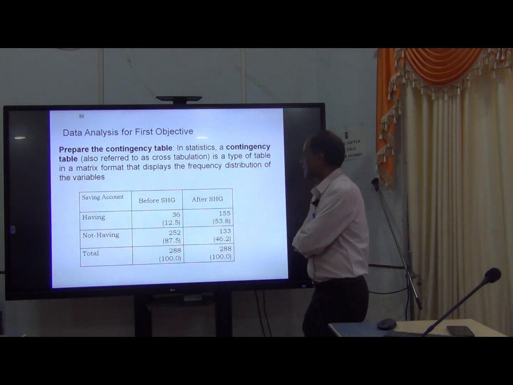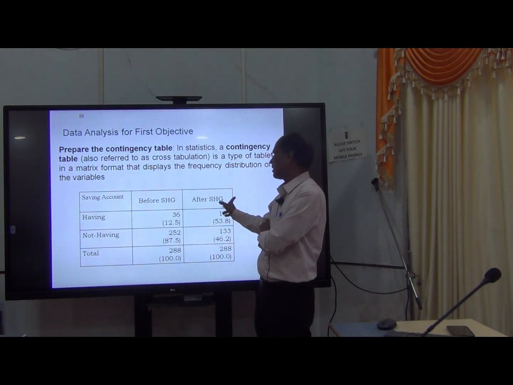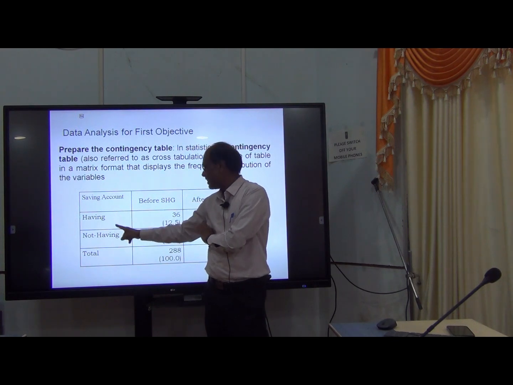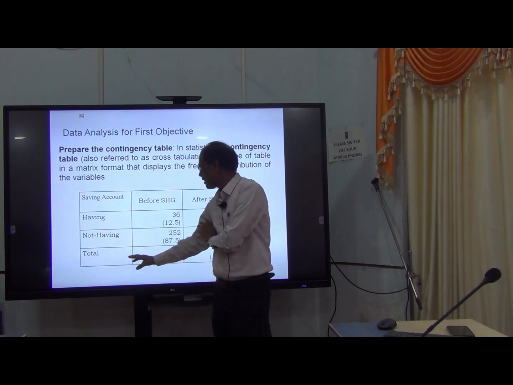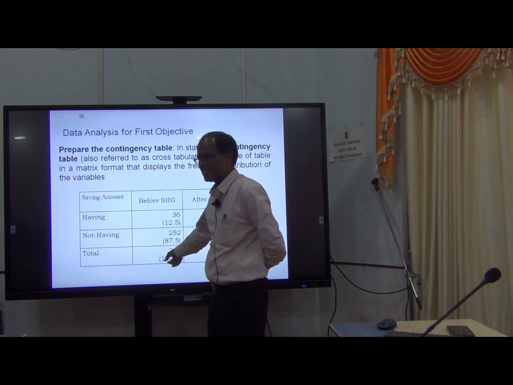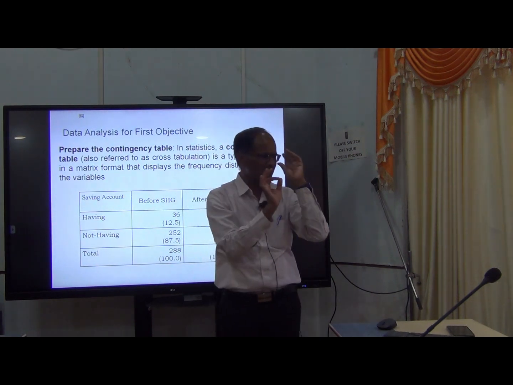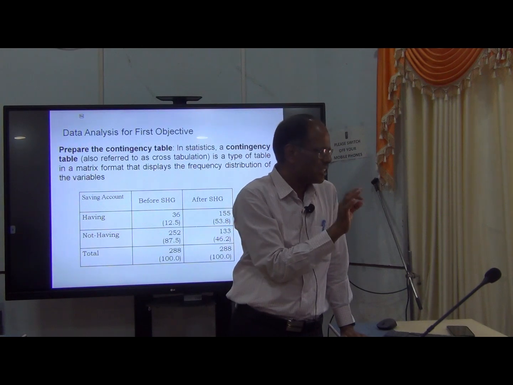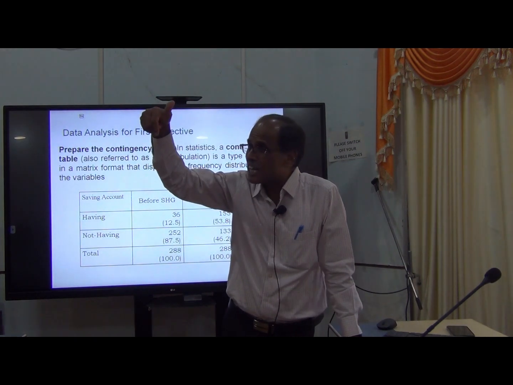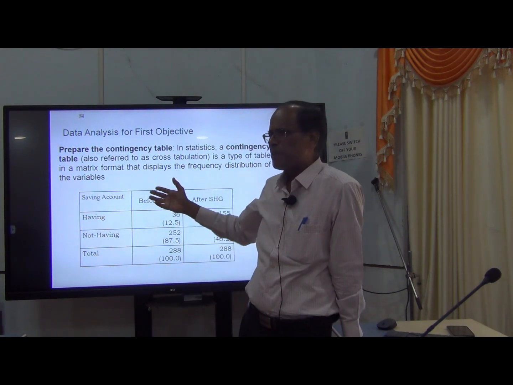Prepare the table like this: before becoming a member in the self-help group and after becoming a member. Having savings bank account, not having savings bank account, total observations. The number of respondents surveyed is 288. For the same respondent, do you have a savings SB account in your name now in any of the banks? Answer is yes or no. Did you have this account before you became the member? Yes or no? Simple. Based on that, we can prepare this frequency distribution.